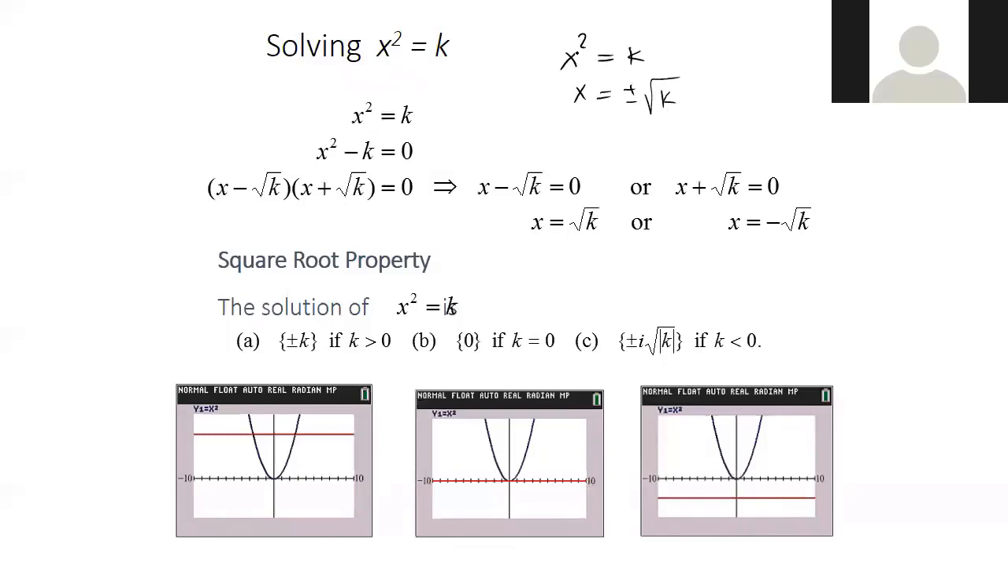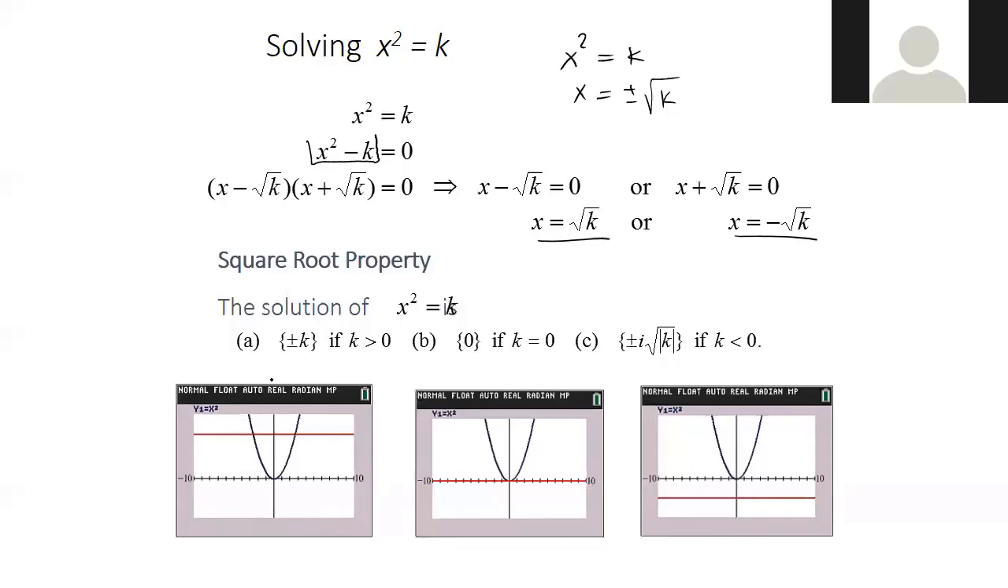Or if you solve this and move everything to one side of the equation, this would be really x squared minus k is equal to 0. And you can see that this is a difference of squares: x minus square root of k times x plus square root of k. So you can look at it as x is equal to plus and minus square root of k.